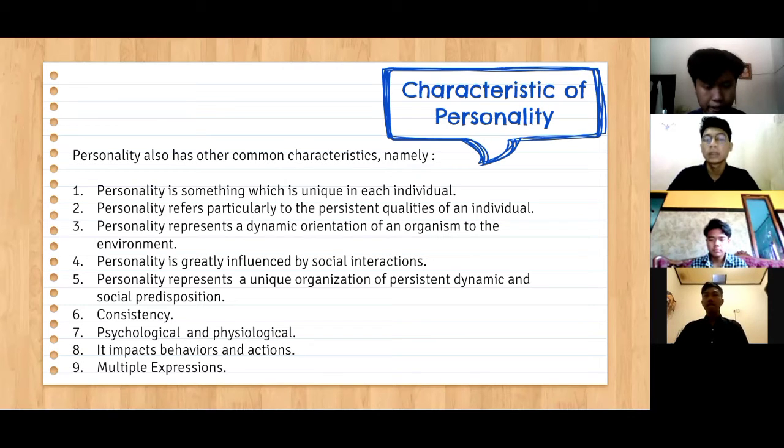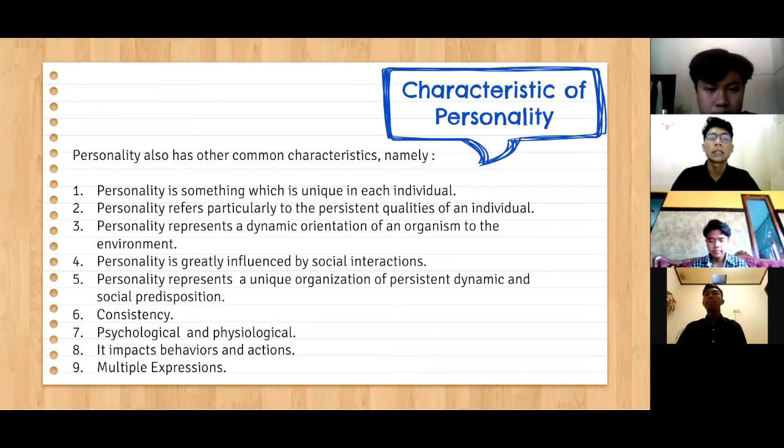Personality is the sum of the thoughts, attitudes, and values of a person which determines his role in society and is an inseparable part of his character. The individual acquires individuality by participating in collective life. It refers to things that are more important and lasting to a person. Apart from the basic agreement, personality also has other common characteristics, namely: personality is something which is unique in each individual. Second, personality refers particularly to the persistent qualities of an individual.